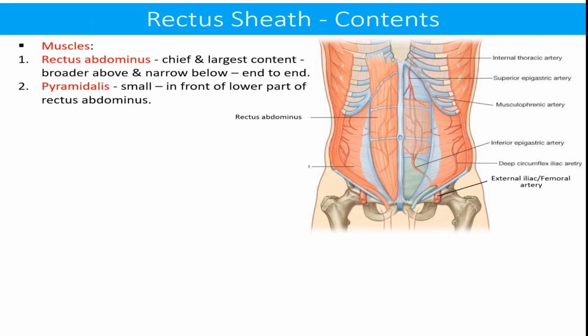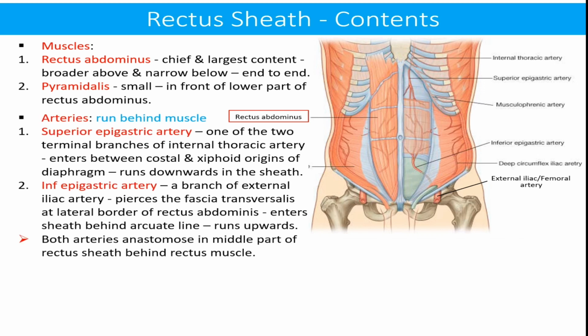Now we come to the contents of the rectus sheath. As regards the muscles, there are two. Rectus abdominis, the chief and largest content of the sheath, is broader above and narrow below and extends from one end to the other. The second is a small pyramidalis muscle which lies in front of the lower part of rectus abdominis muscle.